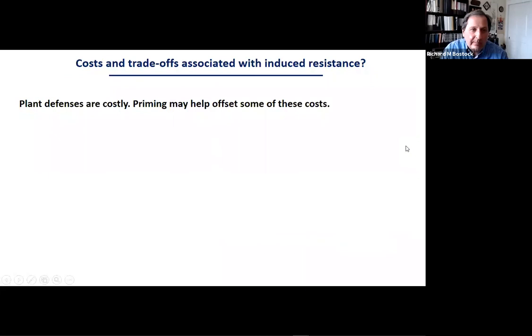So I'm going to finish up here and just say that there are costs and trade-offs in using it. And this is the tricky part about using induced resistance. You can imagine plant defenses are costly. If you trigger all these things, it comes at some expense. Now, priming, that is just setting the plant up so it's not completing things until the pathogen attacks it, can offset some of these costs. In other words, doing it at the right time at the right place to complete the circuit can offset some of these costs, but it is expensive.